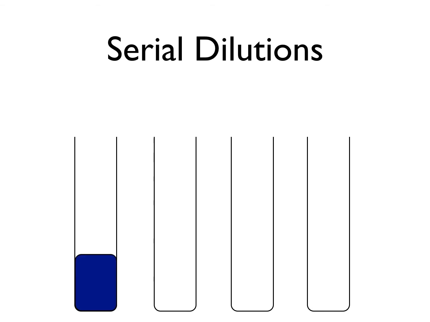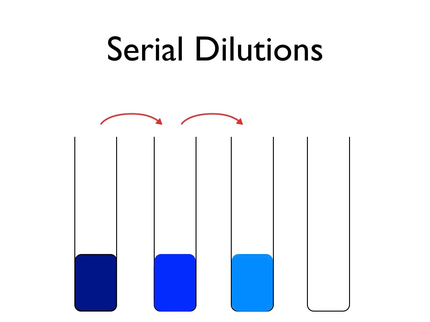Then you transfer 1 milliliter of the solution in the first test tube to the water in the second tube. The water also turns blue, but it's a noticeably lighter shade than the water in the first tube. You continue this process, transferring water from the second tube into the third tube and from the third to the fourth, and you notice that with each transfer, the solution gets progressively lighter in color. This is because you have diluted the concentration of the original solution.